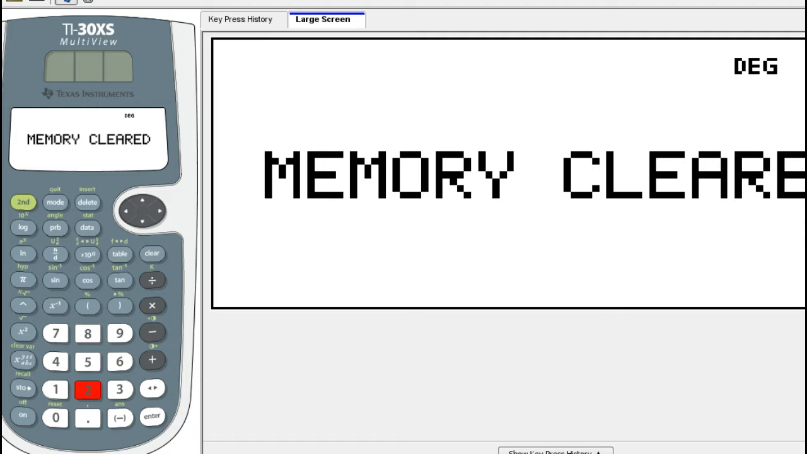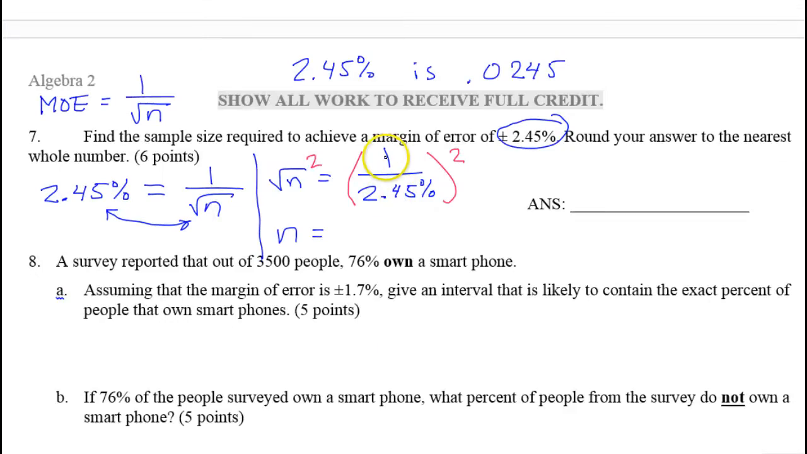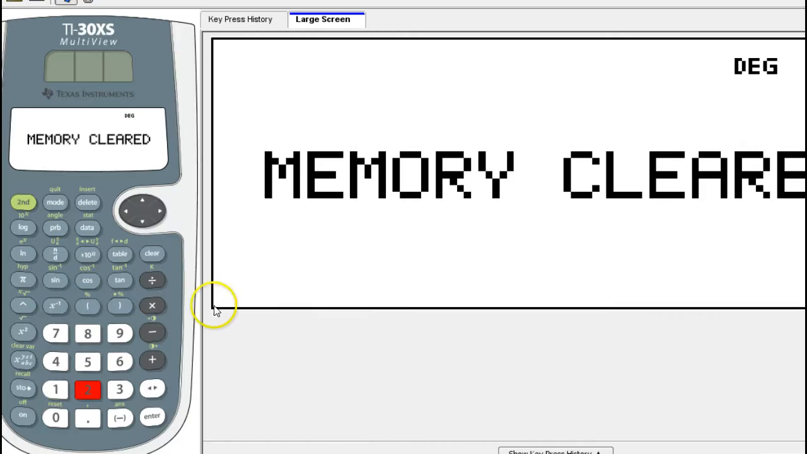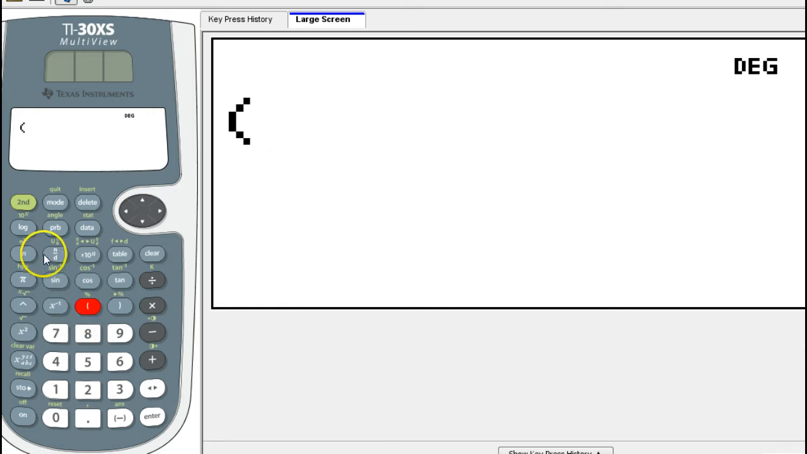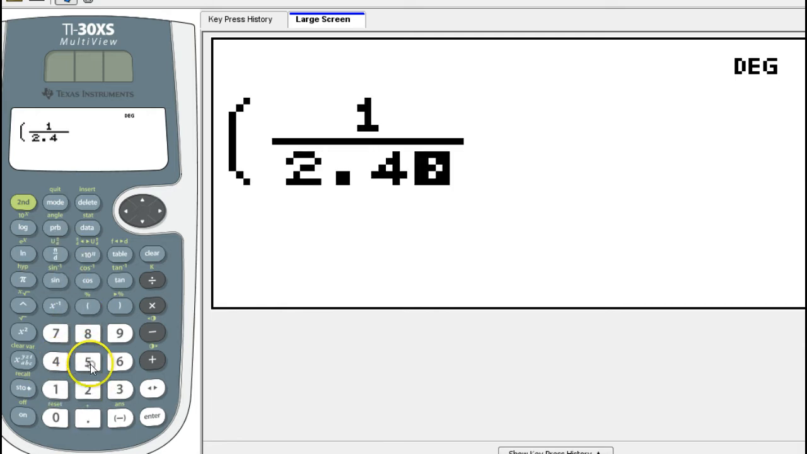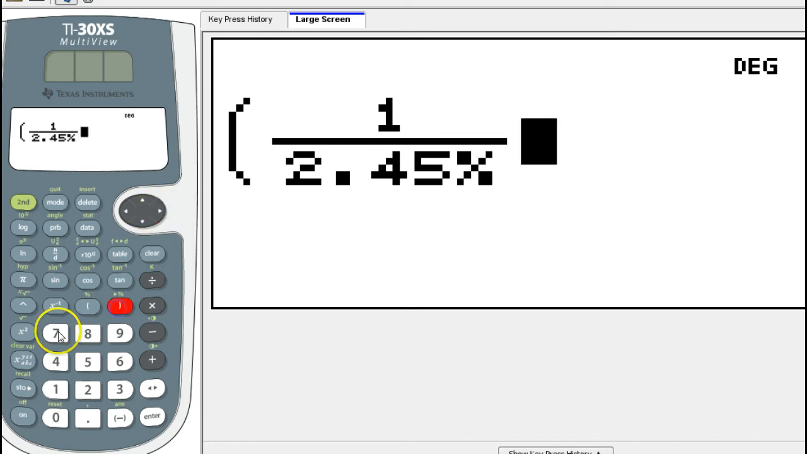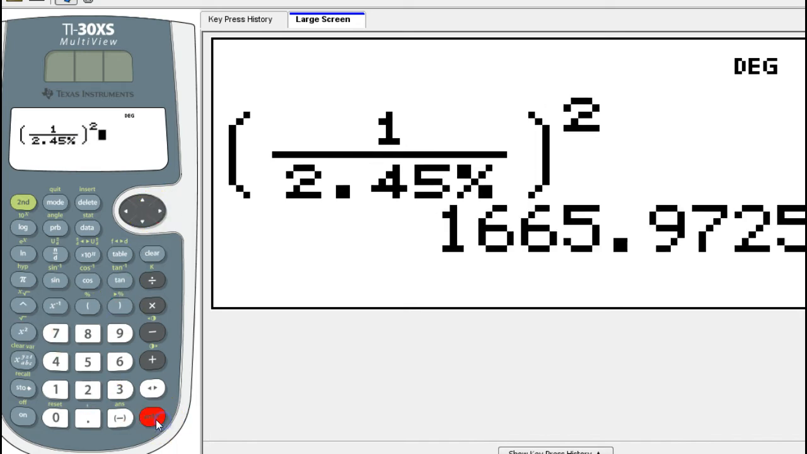Okay, so what am I doing? I have 1 over 2.45%. The percent is important. So here I go. 1 over 2.45. And then where's that percent button? It's right there. I had to hit second to get at it. So 1 over 2.45%. And then I'm squaring this whole thing. And then there you go.